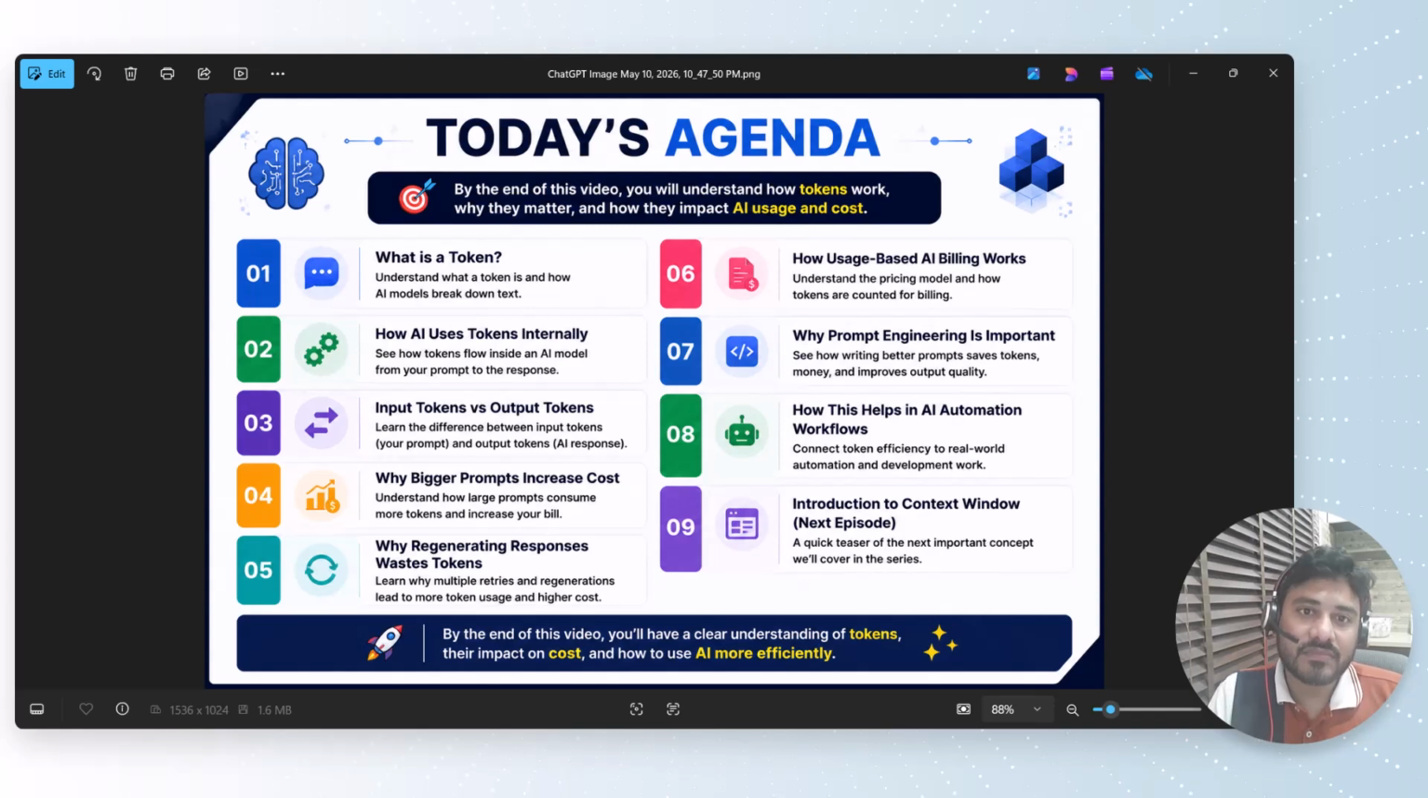Let's get started. In this video, we will understand what tokens actually are and how AI models process them internally. Then we will discuss input tokens, output tokens, why bigger prompts increase cost, why regenerating responses can waste money, and why prompt engineering is becoming important for developers working with AI tools. Finally, we will connect all this back to our AI automation workflows and introduce another important concept we will cover in the next episode, context windows.